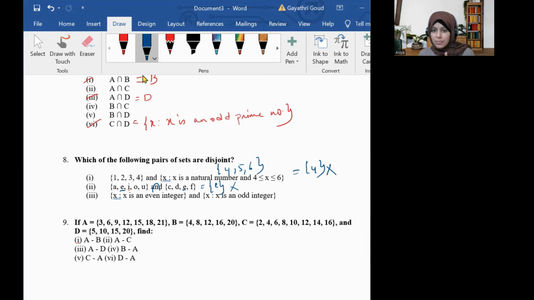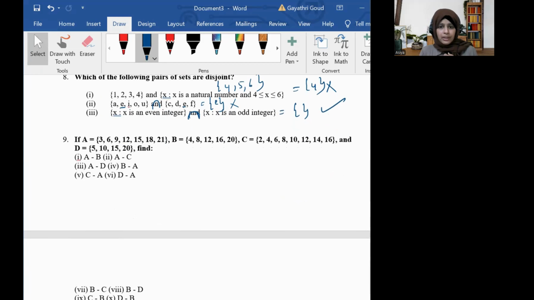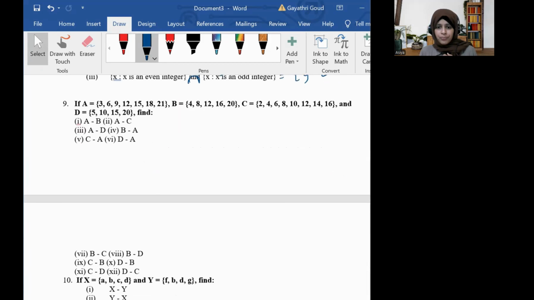Now, x is an even number, intersection x is an odd number. We are trying to find out disjoint sets. So I'll have to find out the intersection of both the sets. And if my answer is a null set, which is the case here, what is the intersection? What is common between my even integers and odd integers? Nothing. So the answer to this is a null set. So yes, this is a disjoint set. Now, moving on to my ninth question.